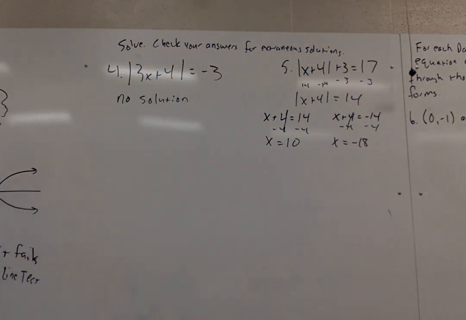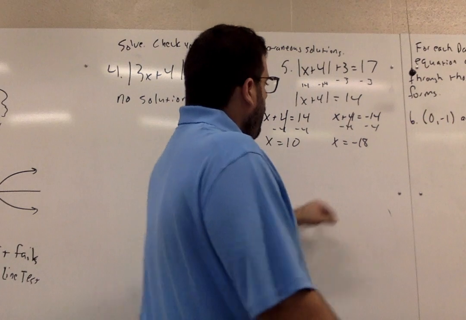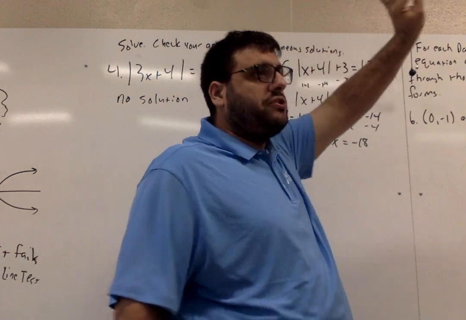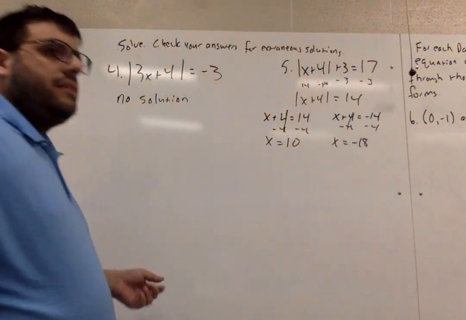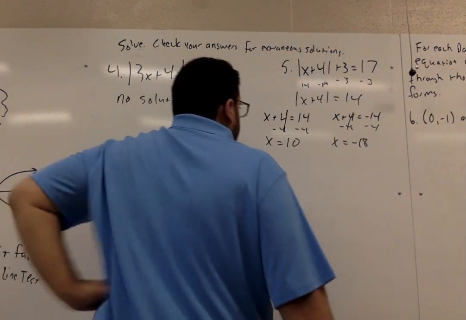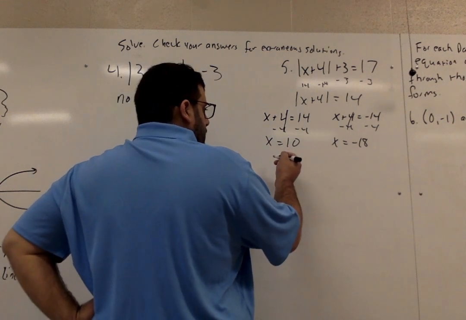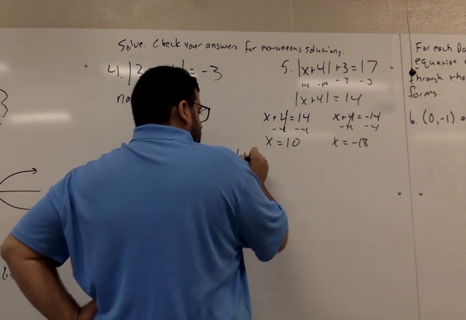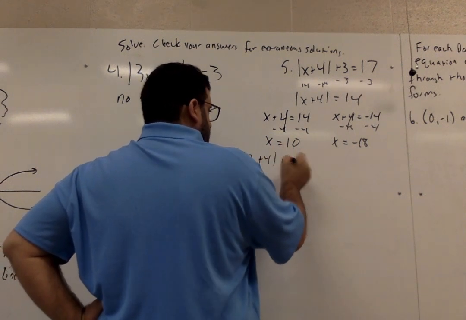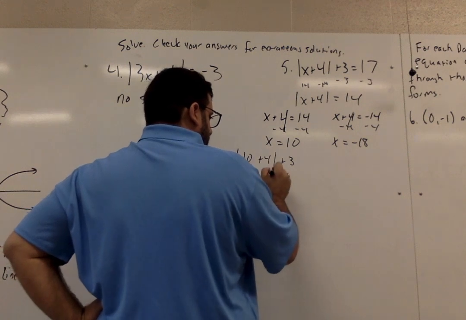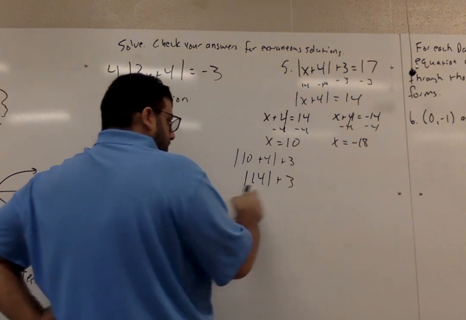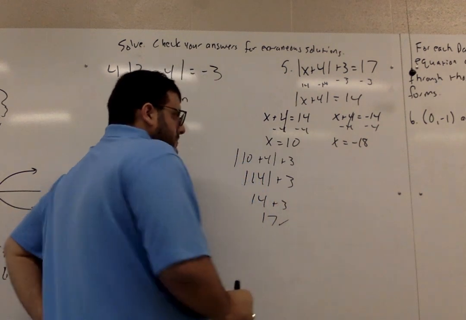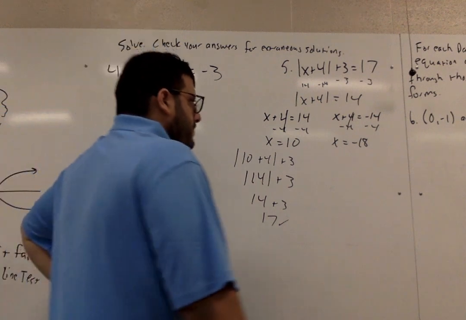All right? Now I need to check my work. If I plug 10 or if I plug negative 18 into my original problem and I get 17, then it's good. If I get something else, then it's no good. Okay? So I'm going to start with 10. So absolute value of 10 plus 4, plus 3, that's absolute value of 14, plus 3. Absolute value of 14 is 14. 14 plus 3 is 17. So that checks out. Okay, so that's good.